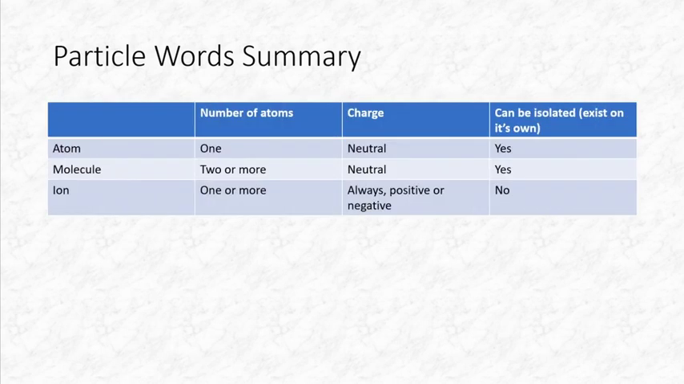So in summary, atoms will always have just one atom, of course, and have a neutral charge. They can be isolated. You can have them on their own. Molecules have two or more atoms. They'll be neutral, and again, they can exist on their own. Ions have one or more atoms. They will have a charge overall, which could be positive or negative, and they can't be isolated on their own.